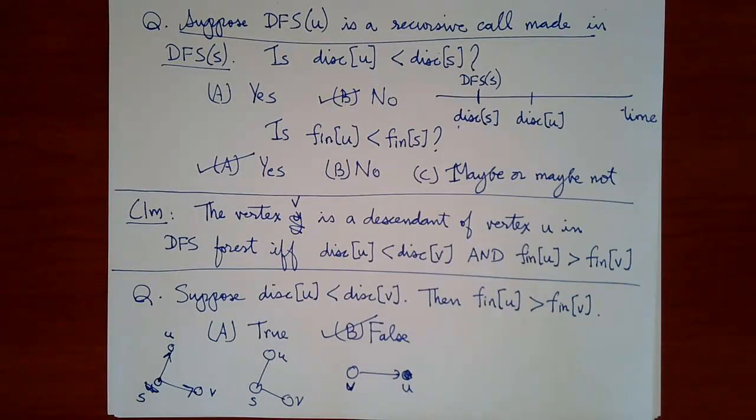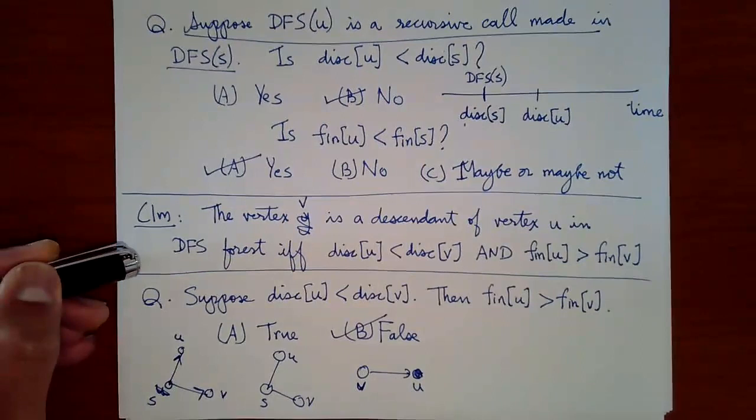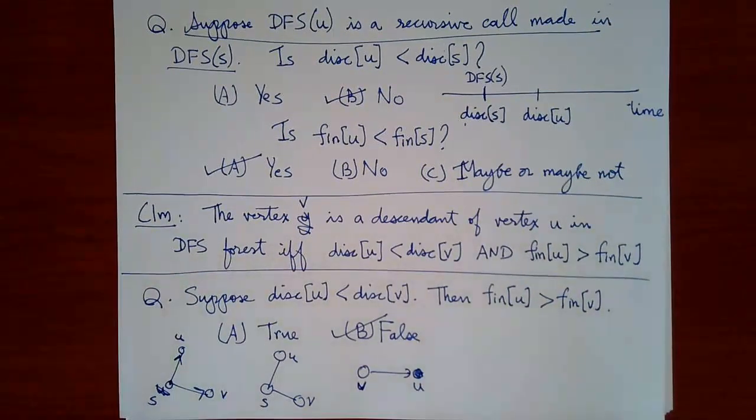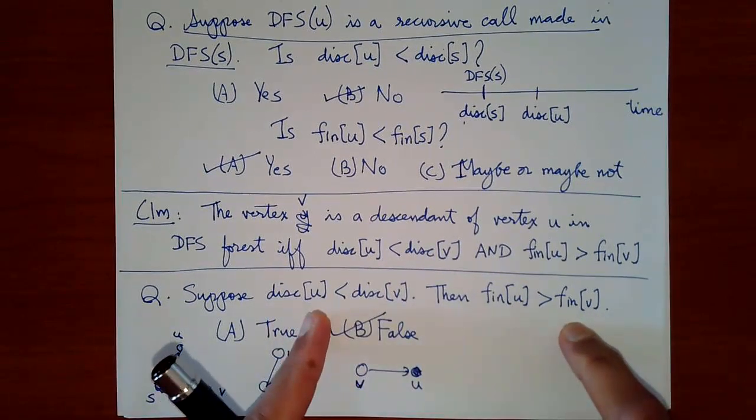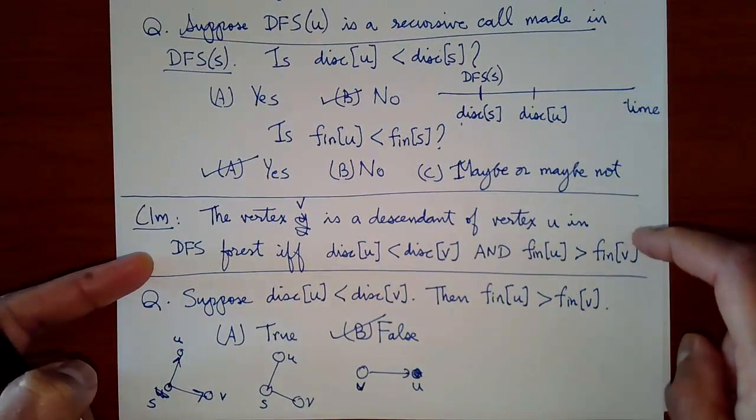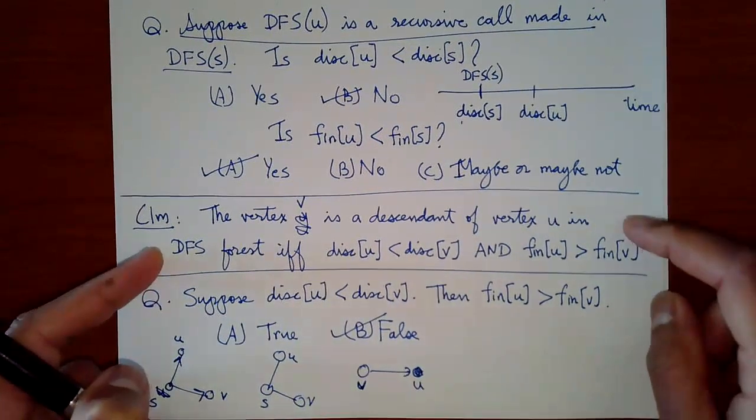Professor, to me it's clear I answered false, but I think if I know that V is a descendant of U, then that would definitely be true. Yes, that is what this claim says. You're right. If V is a descendant of U, then definitely this is true. This is, in some sense, quote unquote obvious, but it's not obvious.